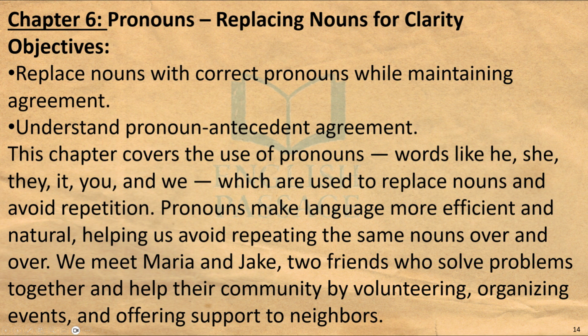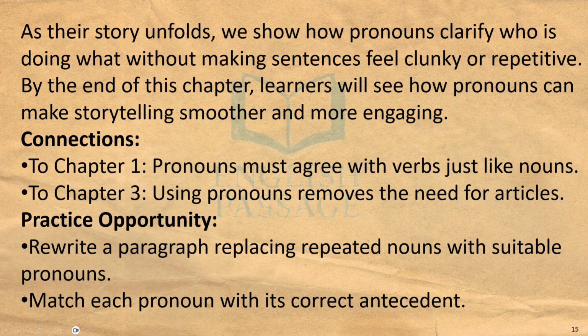We meet Maria and Jake, two friends who solve problems together and help their community by volunteering, organizing events, and offering support to neighbors. As their story unfolds, we show how pronouns clarify who is doing what without making sentences feel clunky or repetitive. By the end of this chapter, learners will see how pronouns can make storytelling smoother and more engaging.